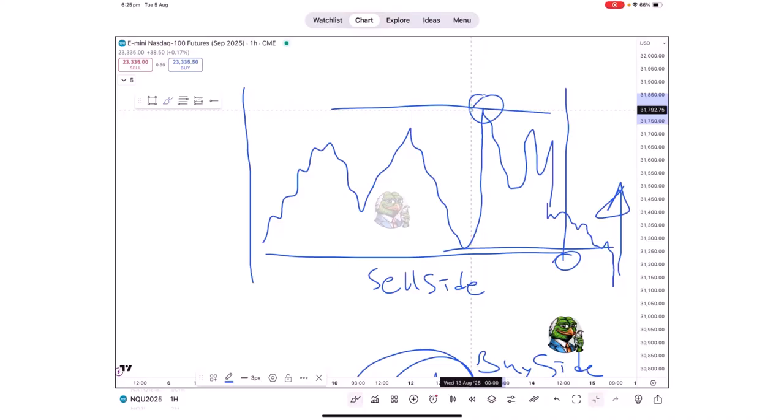because that sell side has been taken, we are now expecting the market to attack buy side. Now that doesn't mean we automatically take a long position. We wait for a setup, okay?